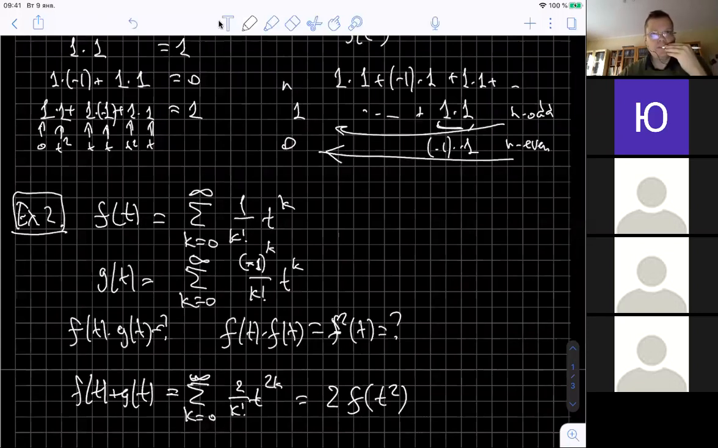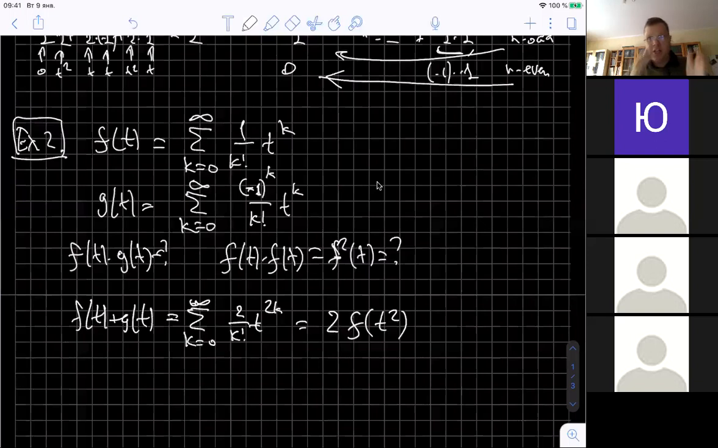So please, could you show the formula for multiplication again? You can easily remember it. You just imagine that you have two infinite brackets and you open them. So what if you open them?